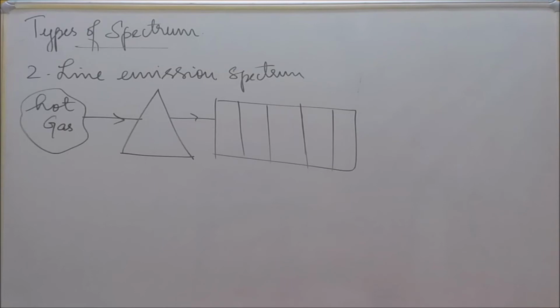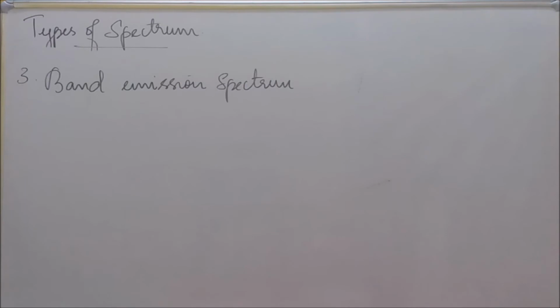And the third one is band emission spectrum. So what is the band emission spectrum? So band is nothing but it is not a single line. Okay, so each band is made up of a large number of spectral lines which are closely spaced, which means they are very close to each other and separated by dark spaces.